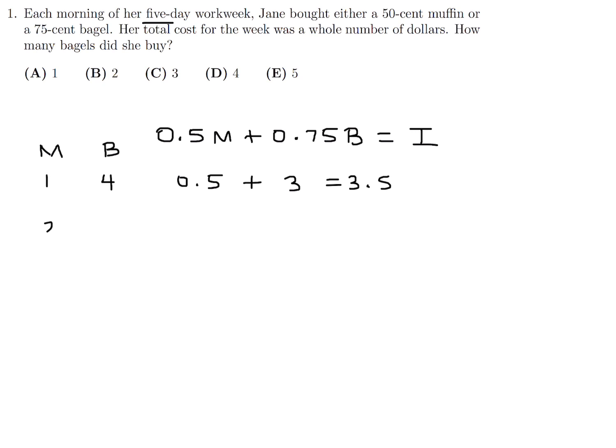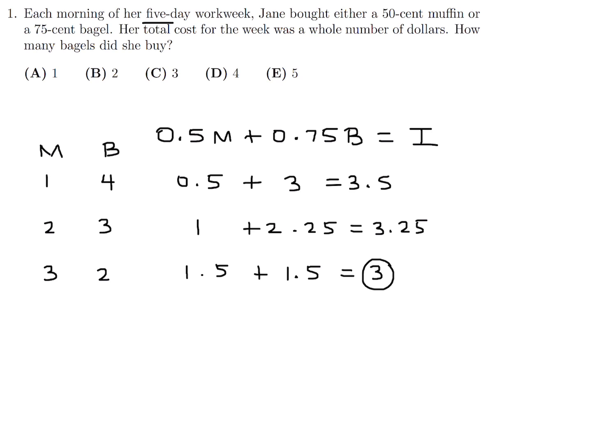Okay, let's try another scenario. 2 and 3. So that would give me 1 plus 2.25, and that is 3.25. Again, not an integer. Let's try 3 and 2. This would be 1.5 plus 1.5, and that is 3, and that is an integer. So that means the number of bagels was 2. So number 1, the answer is B.